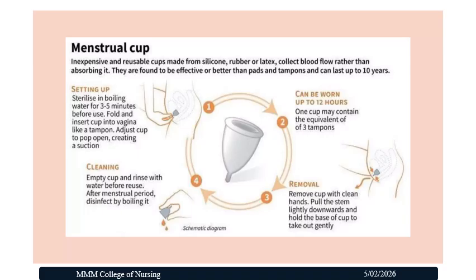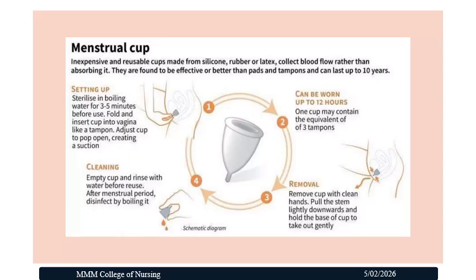So this is the way. Steps of using a menstrual cup. First, setting up: sterilize in boiling water for 3 to 5 minutes before using the menstrual cup. Fold and insert the cup into the vagina like a tampon. Then adjust the cup to pop open, creating a suction. The second step is wearing: it can be worn up to 12 hours. One cup may contain the equivalent of 3 tampons.